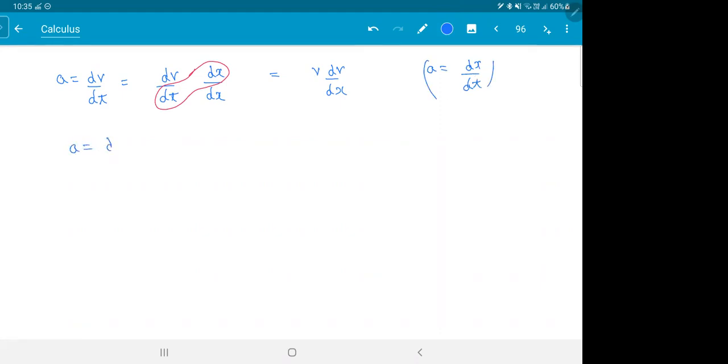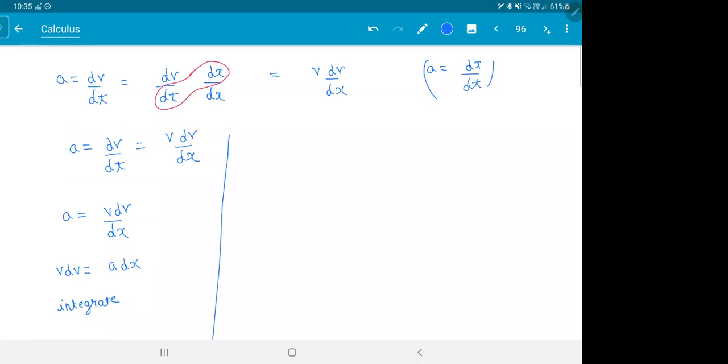So you can write a as dv by dt, or you can write velocity into dv by dx. Remember, both are different. Here you're differentiating with time, here you're differentiating with position. Getting it? Both are right. So it is just a variation of that. If you take a is v dv by dx, send dx that side and integrate. You get integral v dv equals integral a dx.